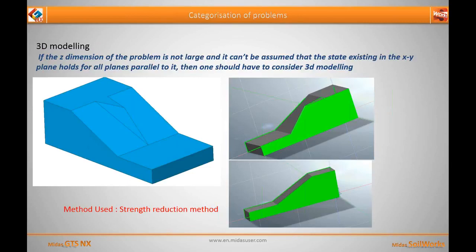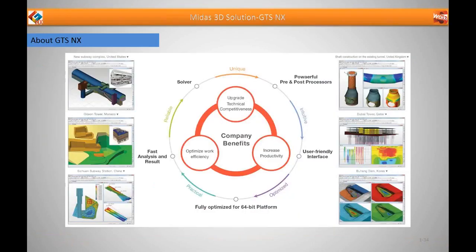Now, as we were talking of the categorization of problems, the first was the 2D and the second is the 3D. In the 3D, if the z direction becomes very large, as I discussed, and it can't be assumed that the state existing in the xy plane holds for all planes parallel to it, you can't go for 2D modeling. So in that case, we need to consider 3D modeling, and here I would like to introduce you to the product of Midas, that is the 3D solution called GTS NX.